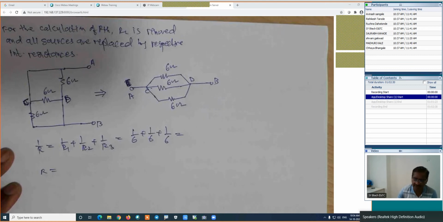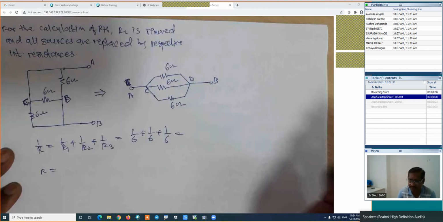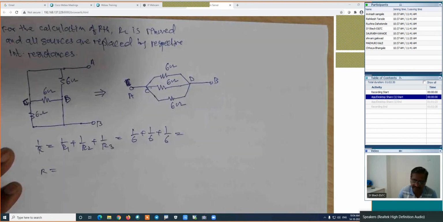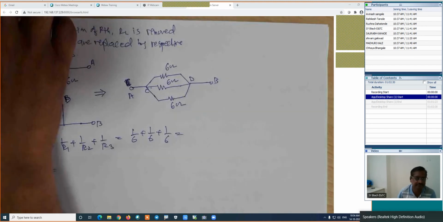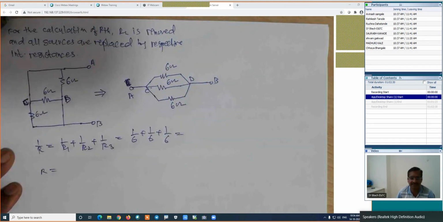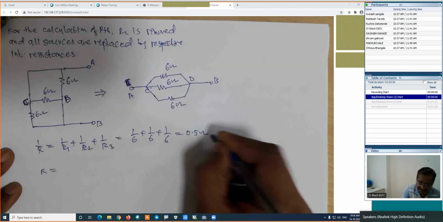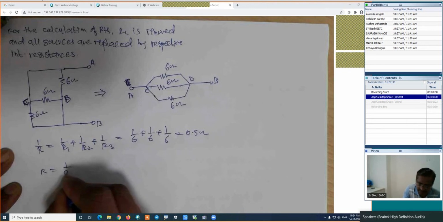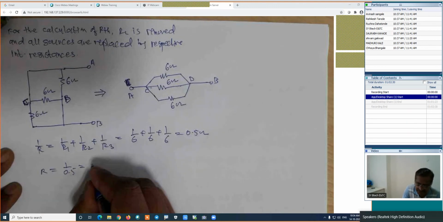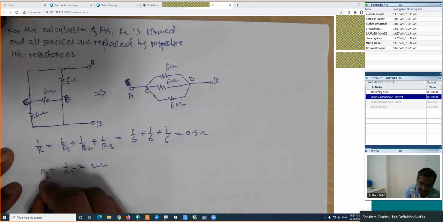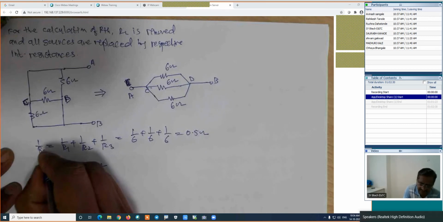If we have two resistances only, then we will use the formula R1 into R2 divided by R1 plus R2. Otherwise, this formula will be the simple. How much is the value of 1 upon R? 0.5. This is 0.5 ohm. Its reciprocal, 1 upon 0.5, I guess its value is 2 ohm. This is RTH.